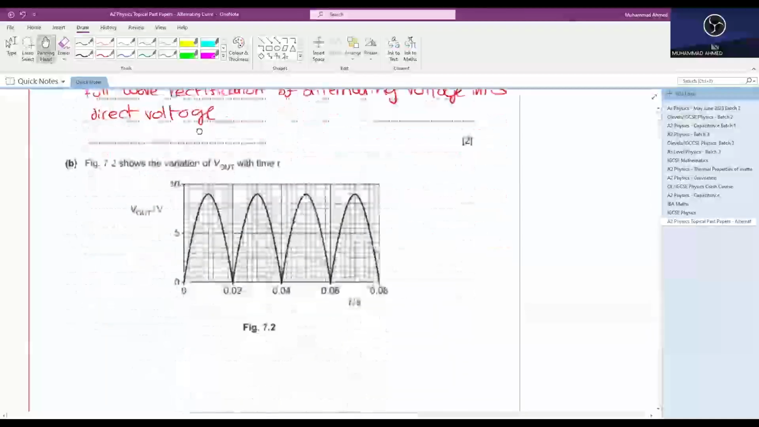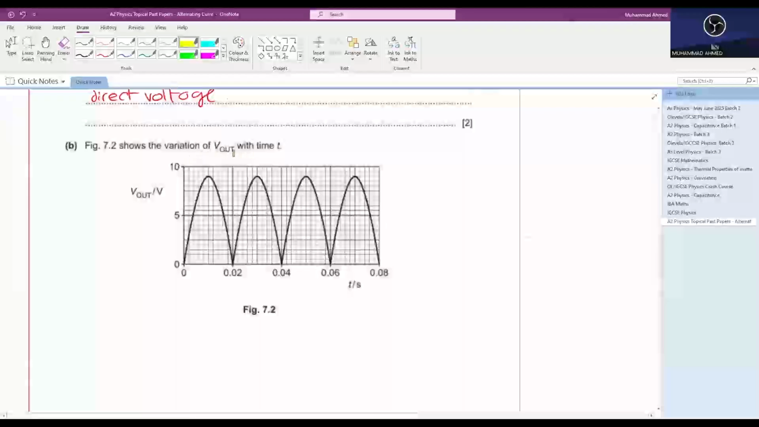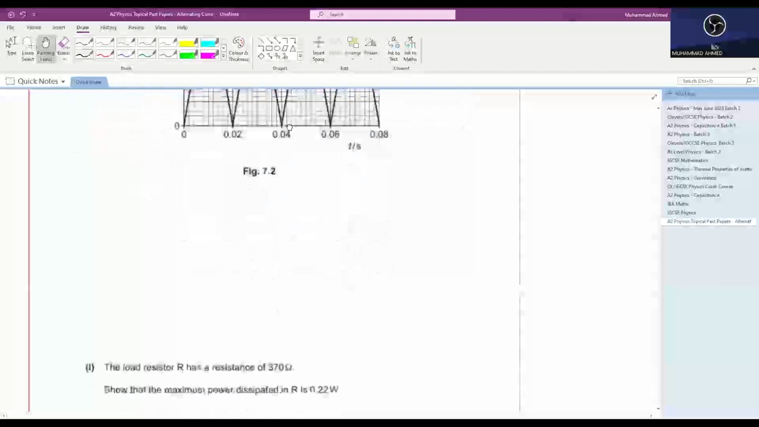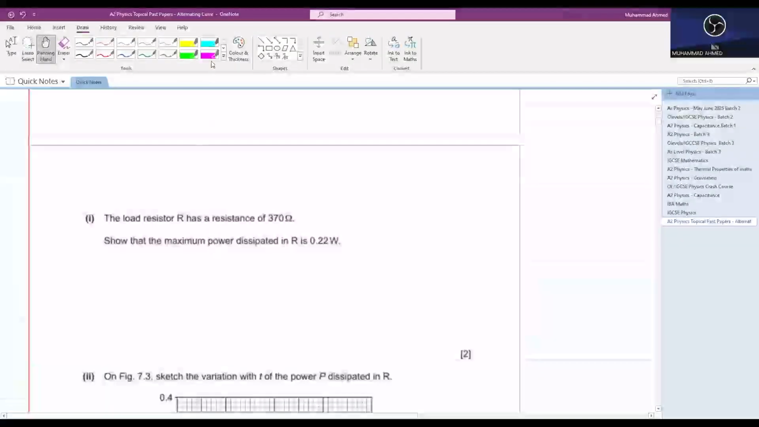Let's move on to part B. Figure 7.2 shows the variation of output voltage with time. The load resistor has a resistance of this. The maximum power dissipated in R is this. Let's write down things. We have to show that the maximum power is equal to 0.22. We have to prove this.